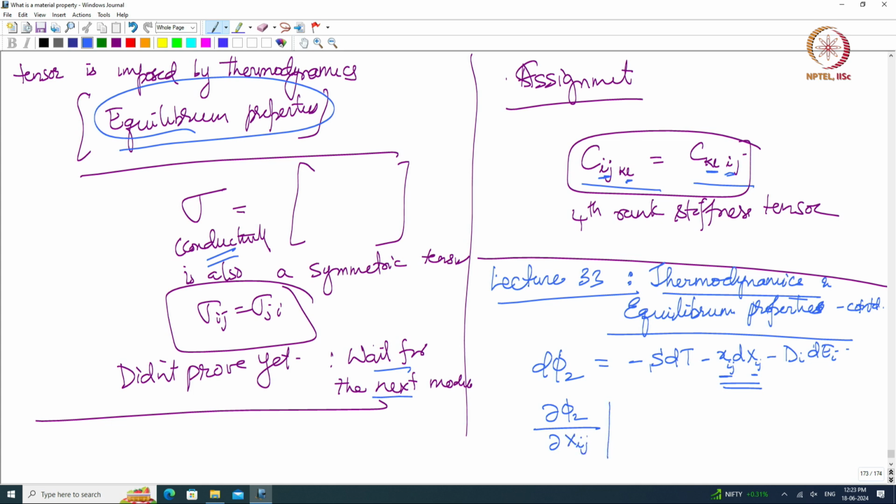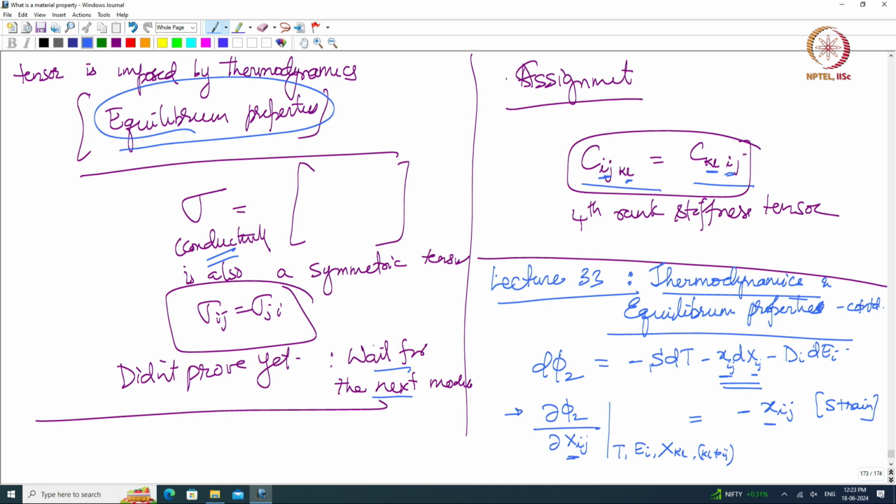Now if I take ∂φ2/∂xij, keeping everything else constant, that is temperature, E and all the x's which are not xij's, so xkl where kl is not equal to ij, right. If I keep all these parameters constant, I get this to be minus xij. So, this is just strain, right.